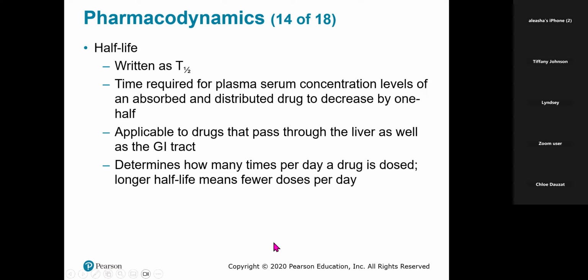Half-life is applicable to drugs that pass through the liver as well as the GI tract. And it's going to determine how many times per day a drug is dosed. If it has a longer half-life, that means there's going to be fewer doses per day. Likewise, if it has a shorter half-life, then we're going to need to take more doses per day.